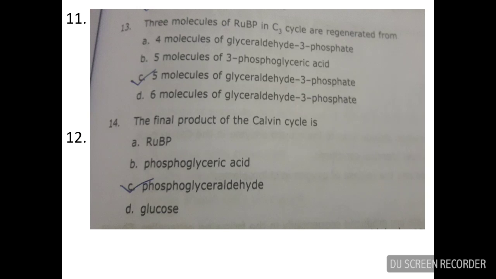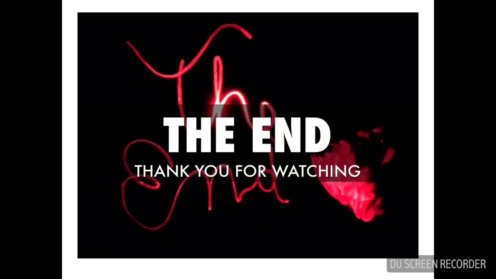And now the next question is question number 12. The final product of Calvin cycle is, this is the same question, and I will repeat it for you. The final product of the Calvin cycle is phosphoglyceraldehyde.